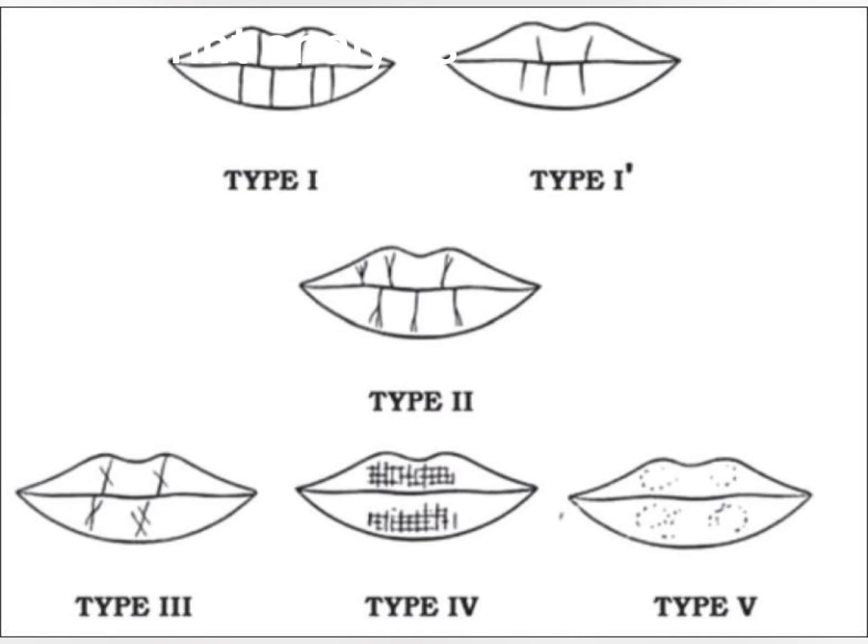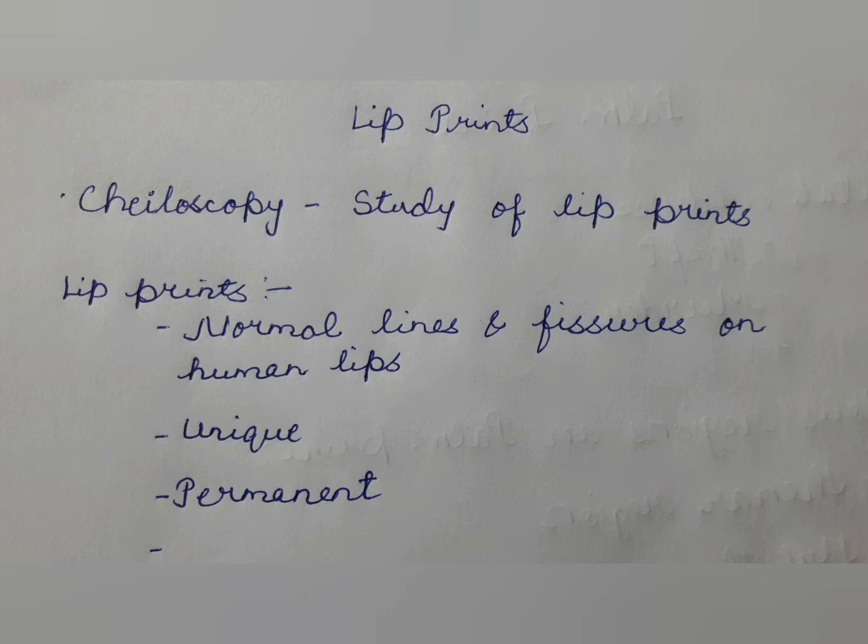Lip prints can be visible if lipstick marks are there. They can be latent also. If it is latent, then we can develop it using the charcoal method or many other kinds of methods. We can also use silver metallic powder or aluminum powder for development of lip prints.